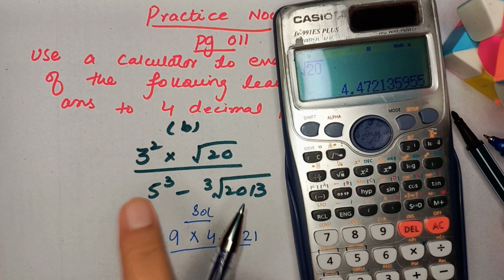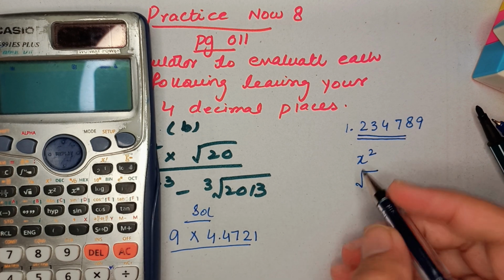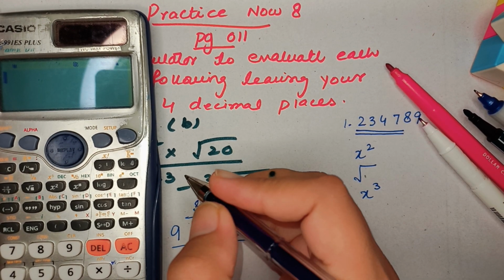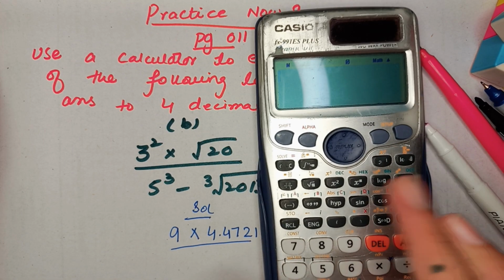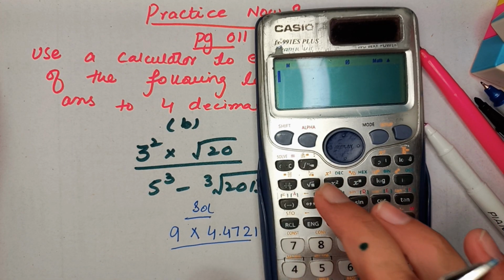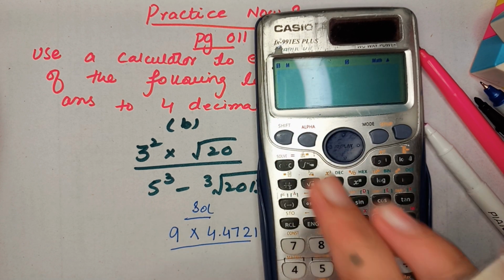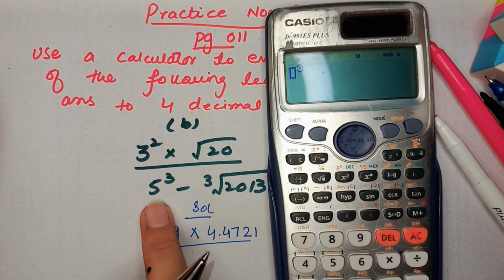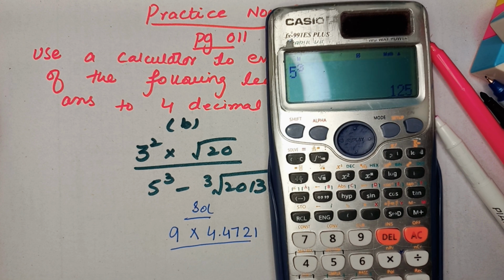Now students, you have 5 cube. So on your calculator you have this cube button. So just find out on your calculator the cube button. In some calculators the cube button is here, and on my calculator you can see it's here. So I can get this by the shift button. So I can press shift and then this. Now you can see we have to find the cube of 5, and it's 125.